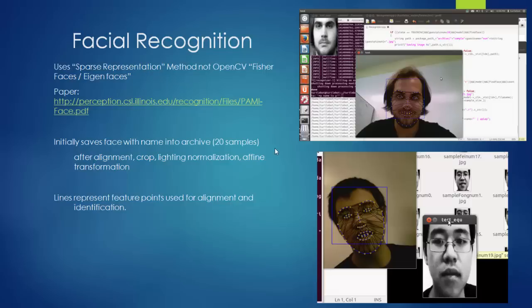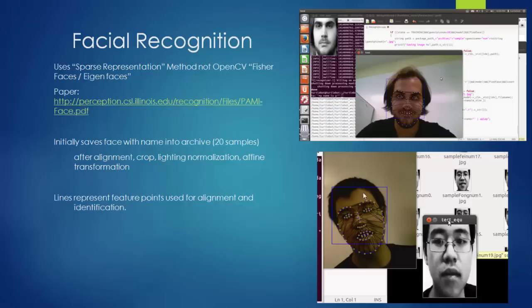Now how this works, or how we used it at least: once the program is ready to capture, it takes 20 pictures very rapidly, right after each other, and saves them in this sort of format. It aligns the face, crops it, normalizes the lighting, and then does an affine transformation. So it scales and transforms all of these faces into similar recognizable faces that we put into the databases, and that's how we get our face archives.